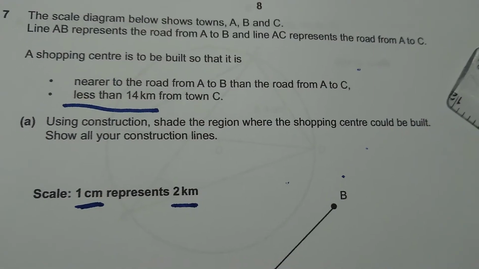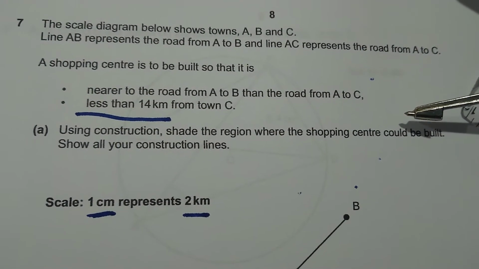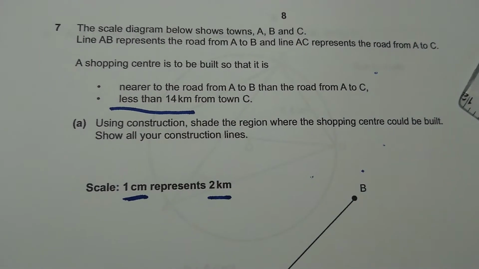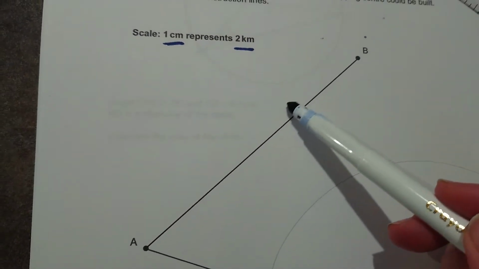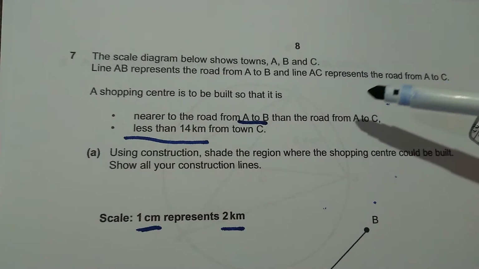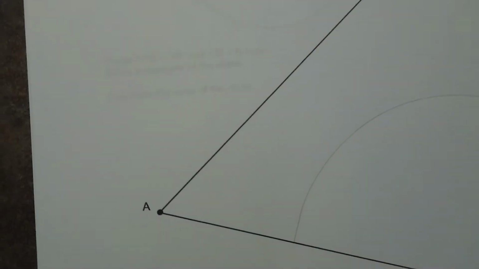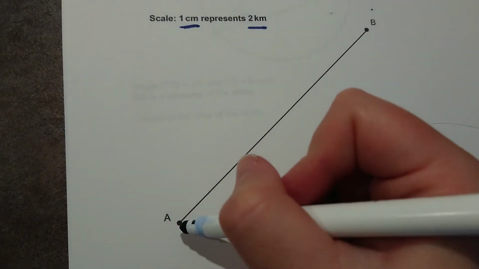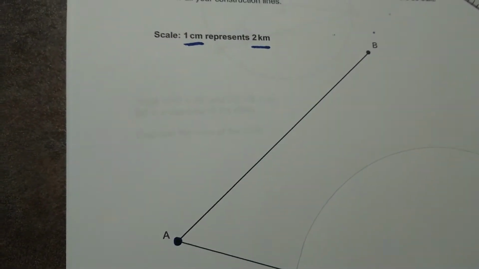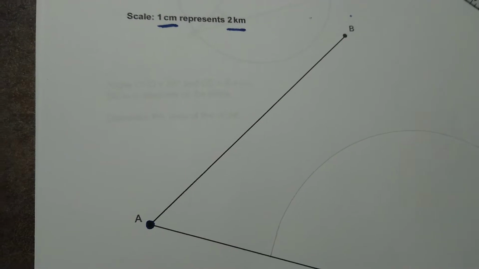Right, the next bit then, nearer to the road from A to B than the road from A to C. So the road from A to B is this line here. The road from A to C is this line here. So we've got two lines that are meeting at A. So where are you going to put your compass? You're going to put it on A.